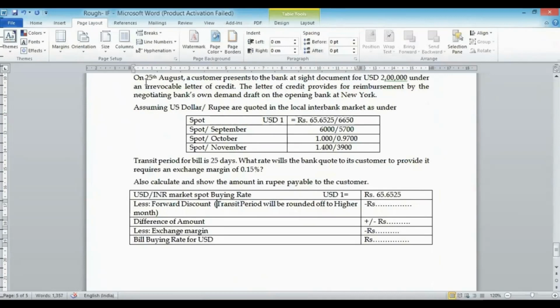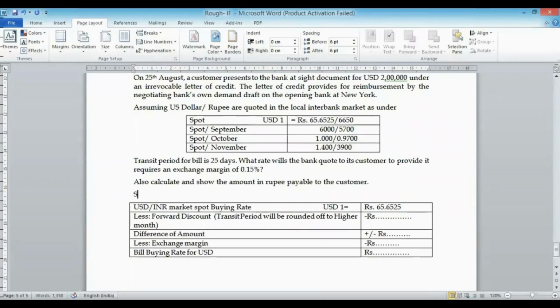Whatever you write, better you write carefully, because we have to leave out the date of 25th. Then 26th, 27th, 28th, 29th, 30th, that is 5-6 days of August and 19 days of September. That means the due date. You have to write this before solving. Some narration is also required.